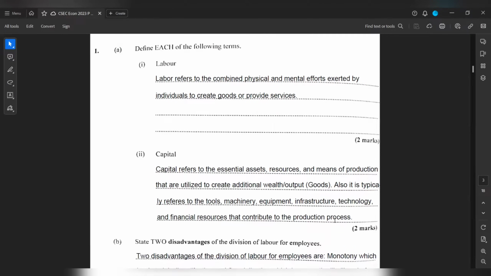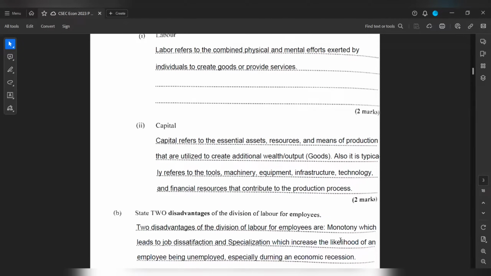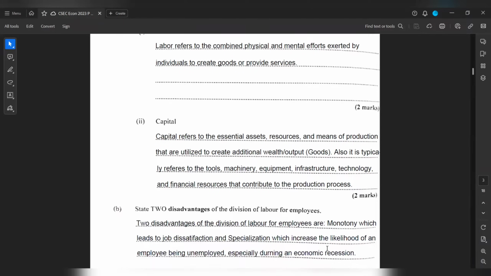Part B wants us to state two disadvantages of the division of labor for employees. Two disadvantages of the division of labor for employees are monotony, which leads to job dissatisfaction, and specialization, which increases the likelihood of an employee being unemployed, especially during an economic recession.